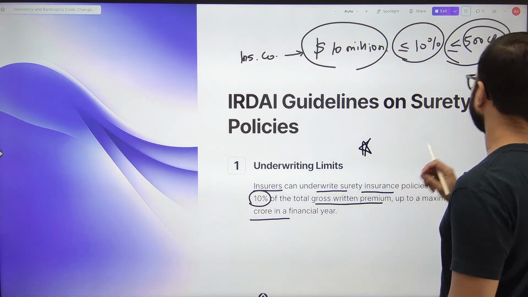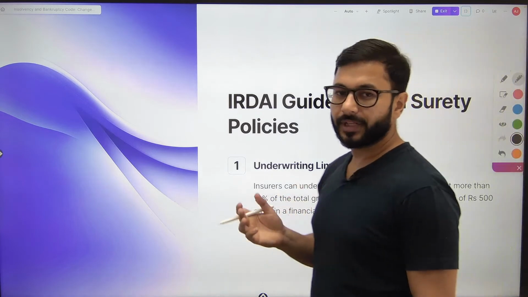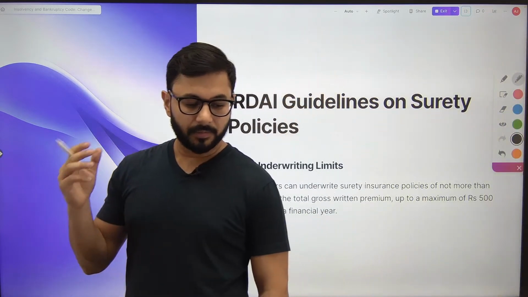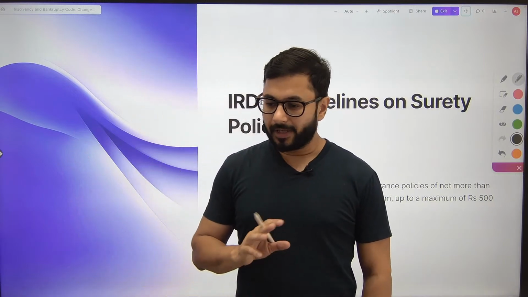Are surety bond securities traded in the market? They must be. I'm not very certain about it. Never searched like that, but they must be. Okay? I hope this is clear.